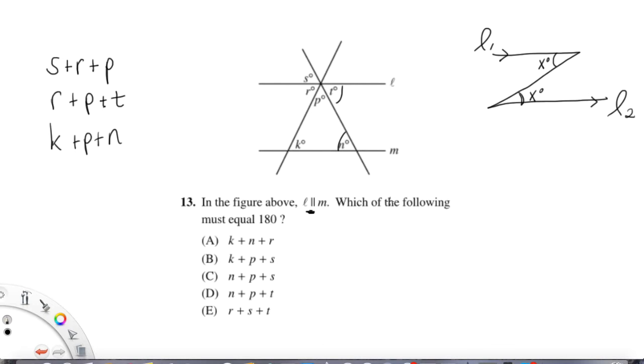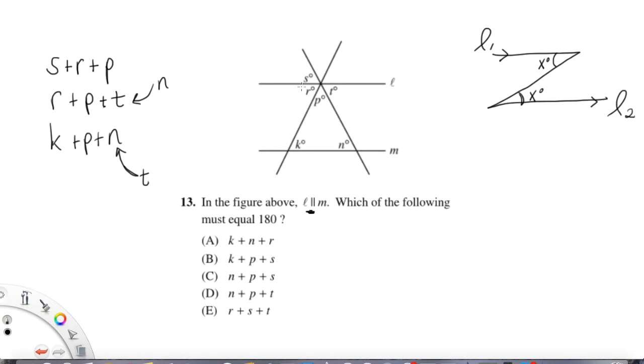So if we look at a couple of sets here, T and N are the same. They're the interior angles of the Z made right here. Okay. So T and N are interchangeable. That means where we see an N, we could just put a T in. Where you see a T, you can put an N in.